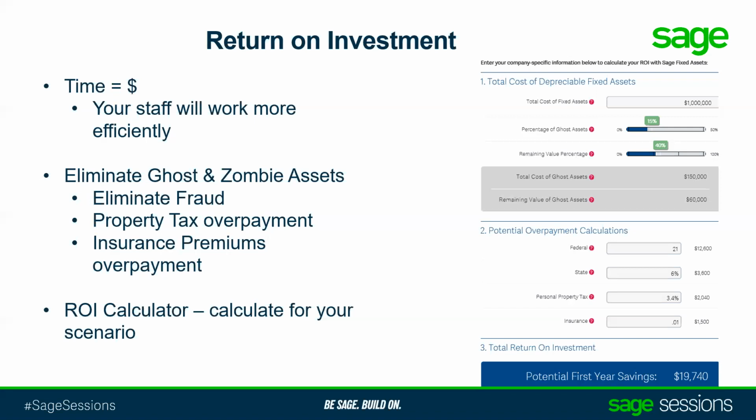based on a 0.01%. So you're welcome to go out on the Sage Fixed Assets website and run your own particular scenario to see what the potential financial impact to your organization is of those assets. So in my scenario, my first year potential savings is looking at $19,740.